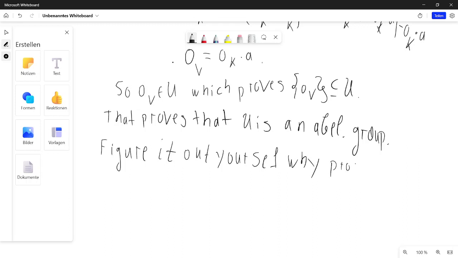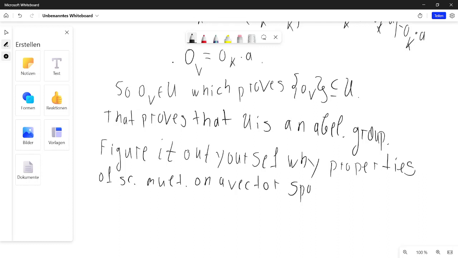Properties of scalar multiplication. Scalar multiplication. Vector space. Scalar multiplication.